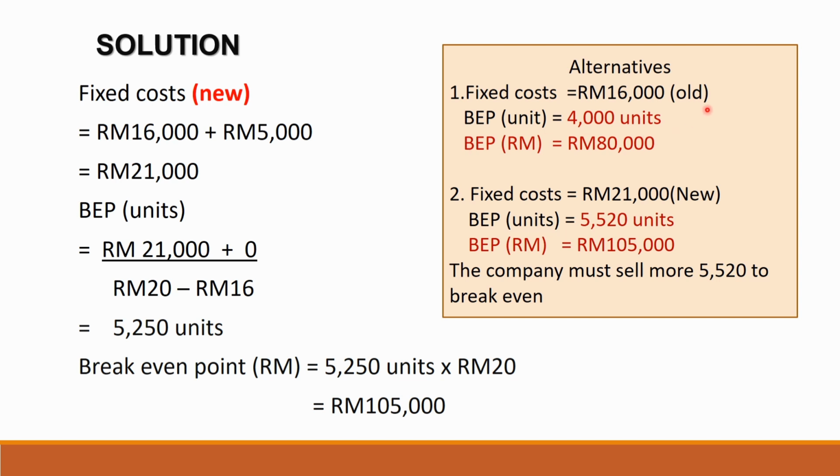Old fixed cost with break-even point 4,000 units and break-even point in total sales RM80,000. And we look at the new alternative where there is the new fixed cost. We get the break-even point increased from 4,000 to 5,250 units and break-even point in total sales RM105,000. So, if they apply the new fixed cost, the company must sell more, 5,250 units, to break even.